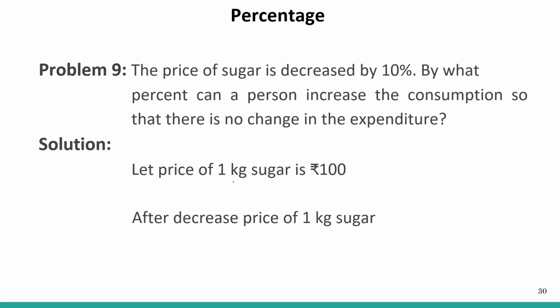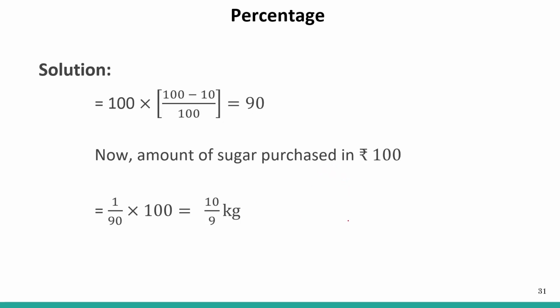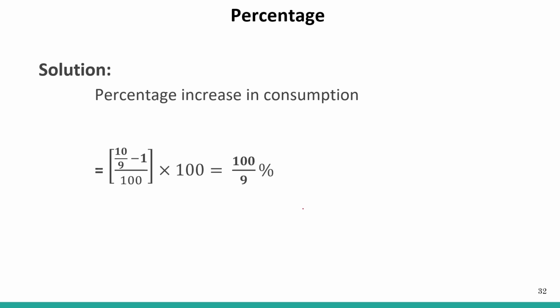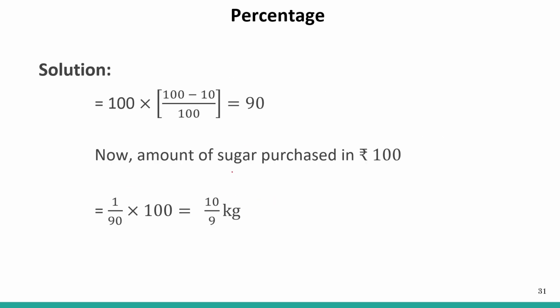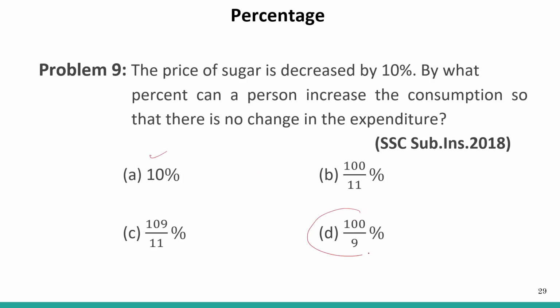So let's see. Let the price of 1 kg sugar be 100. We took 100 in order to ease the calculation. So after the decrease, the price of 1 kg sugar is equal to 100 into 100 minus 10 by 100, is equal to 90. Okay. So now the amount of sugar purchased in 100 is equal to 1 by 90 into 100, that is 10 by 9. So percentage increase in consumption will be 10 by 9 minus 1 whole by 1 into 100, that is 100 by 9%. Okay. So 100 by 9% is the correct one. These are all wrong options.